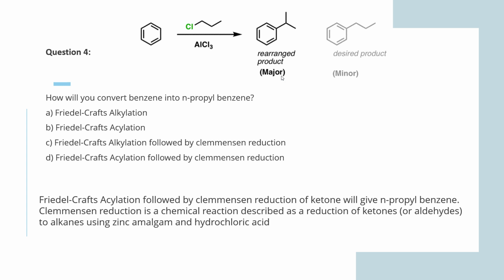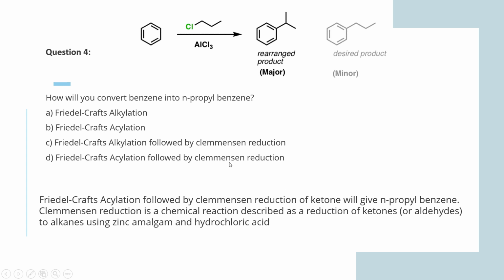So if we think of Friedel-Crafts alkylation, we will not get our desired product. Okay, and even if you get it, it will not be beneficial because it will be a very small amount of the product in the mixture. So for an efficient synthesis of N-propyl benzene from benzene, you will have to follow another route, which is Friedel-Crafts acylation followed by Clemmensen reduction of the ketone.